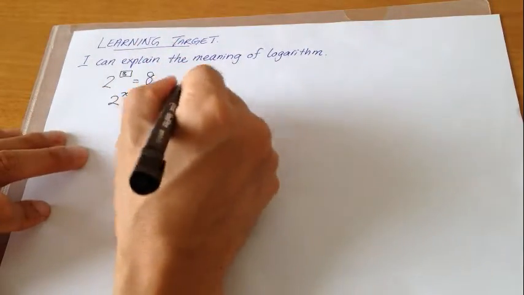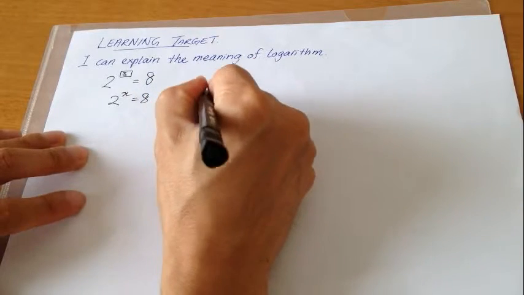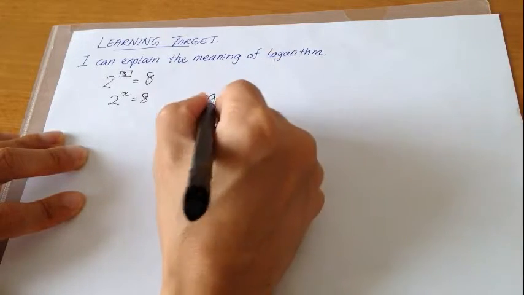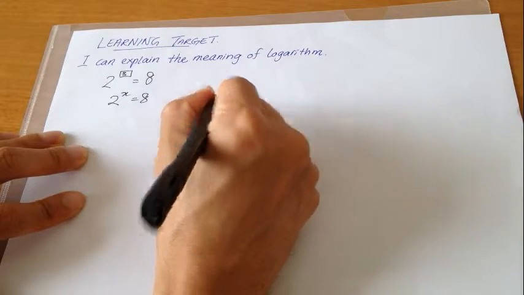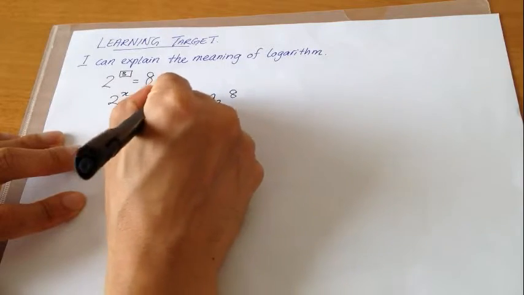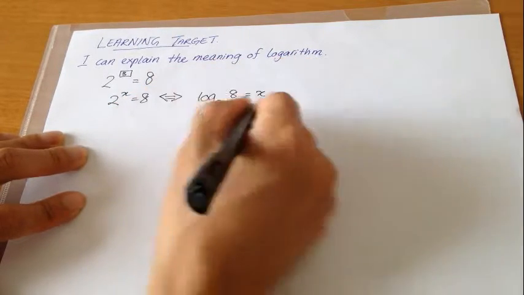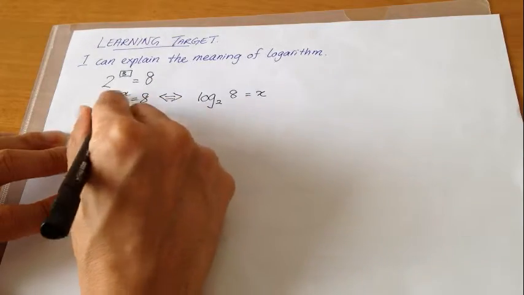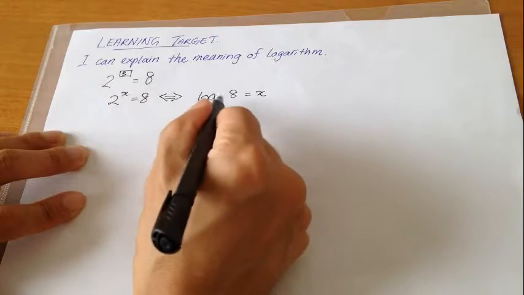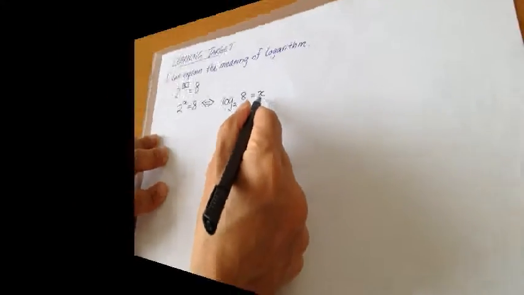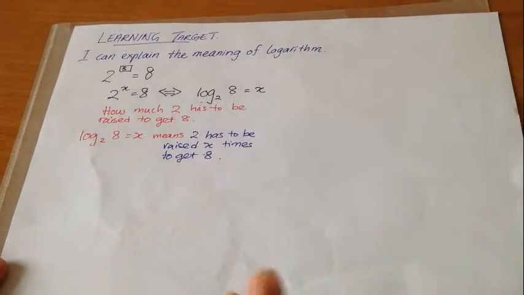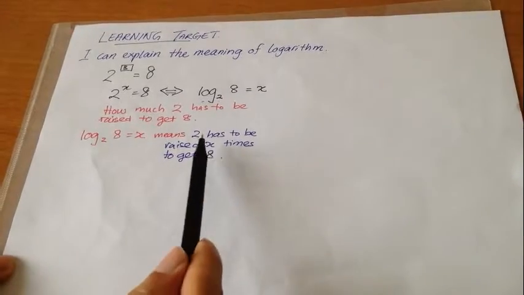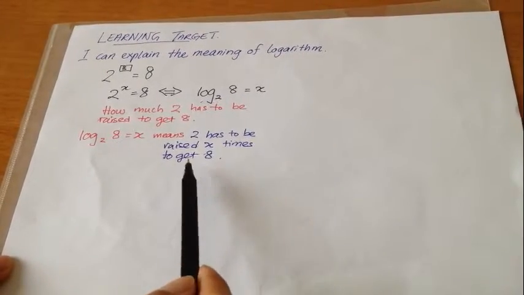Right. Another way to write this question is logarithm 8 base 2. Logarithm 8 base 2. These two statements are actually identical. So instead of writing it this way, we write log 8 base 2 is x. Here I have summarized it in writing: logarithm 8 base 2 equal to x means 2 has to be raised x times to get 8.